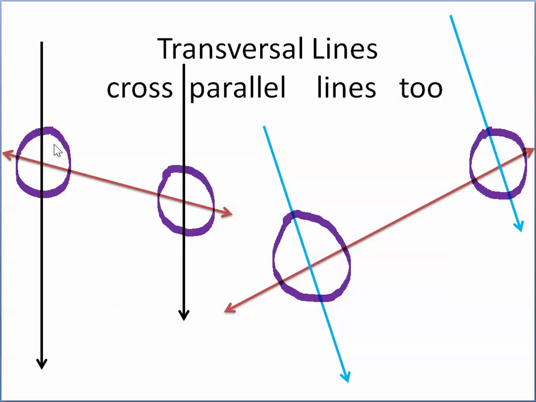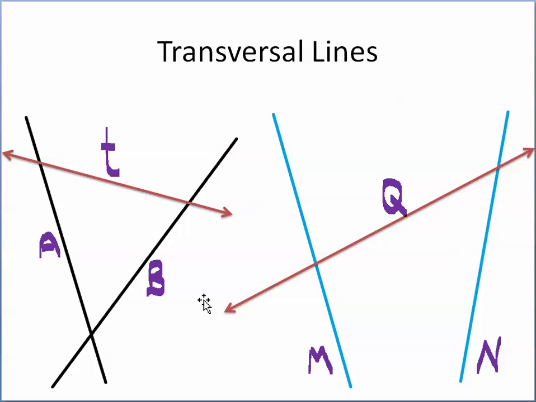This angle right here is an interior, and this is the interior alternate. So these two are the interior alternates. All right, let's take a look at this now.